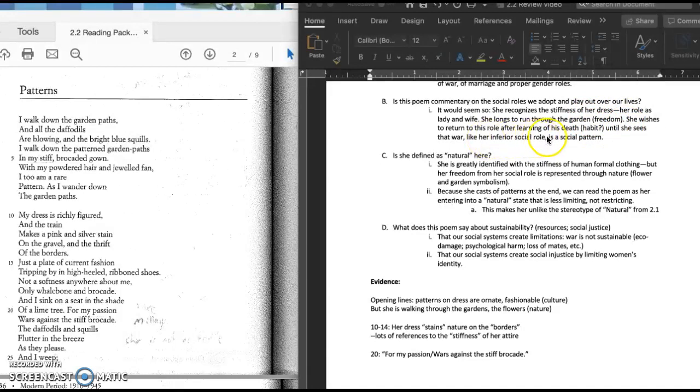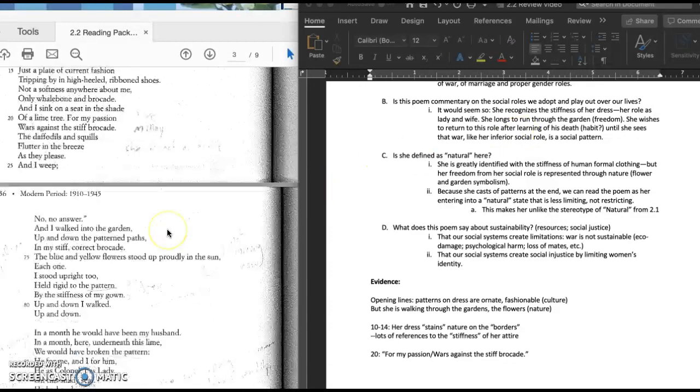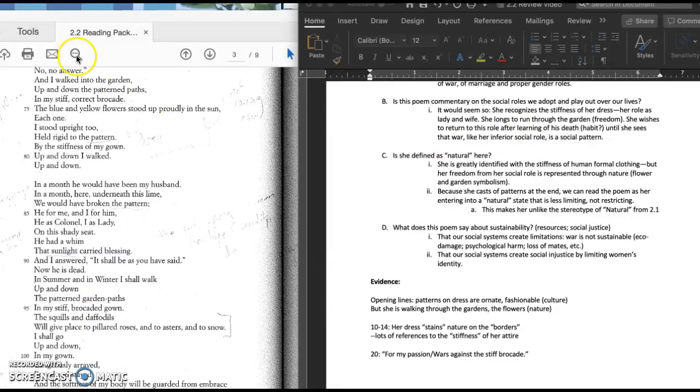She wishes to return to this role after learning of his death, right? That's what's interesting about this. She says, oh, no, I want to wear this dress and I will still wear it when I mourn. She says that down in here, in this section, as you take a look, right? I shall go up and down in my gown, gorgeously arrayed. So she's kind of connected to this role, even though it seems like it limits her as well.